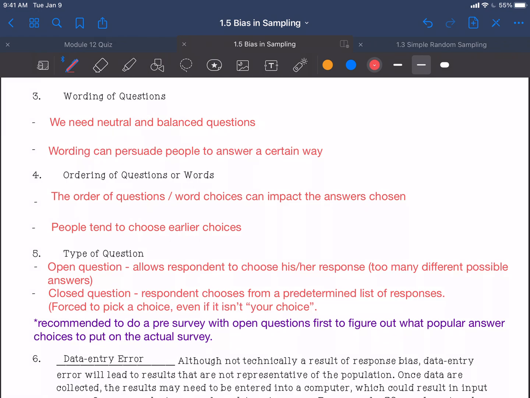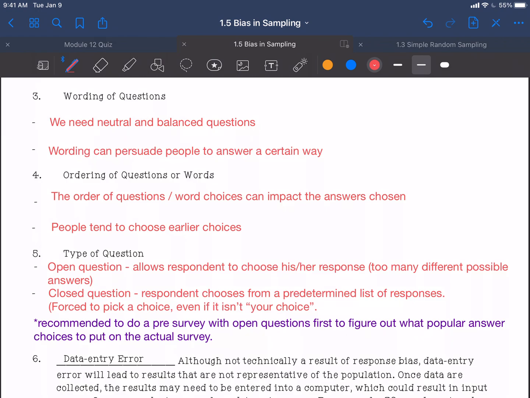And then another type of response bias here is the type of question. So you have open questions, which allow the respondent to choose his or her response. That would be like an essay question where you're asked a question and you can write down what you think. The issue with that is that the person conducting the survey is going to get too many different possible answers back as responses, and it would be really hard to categorize or group those and decipher through them.